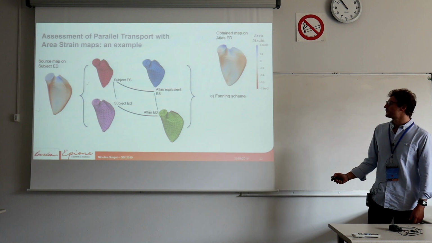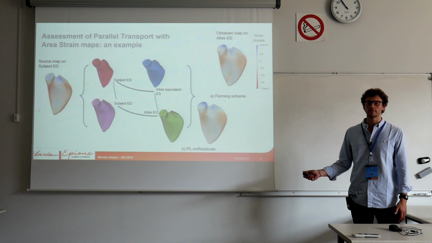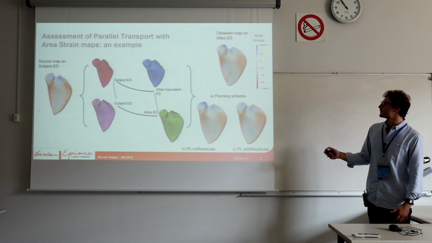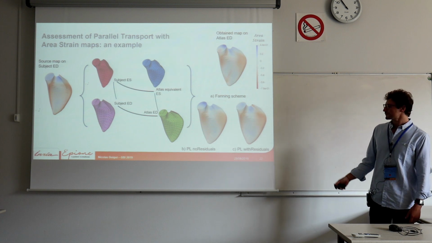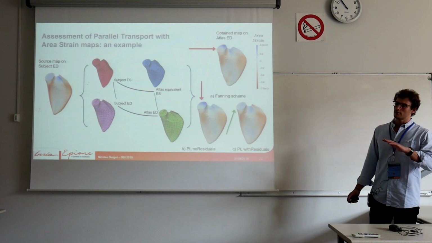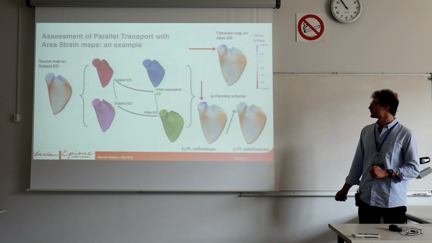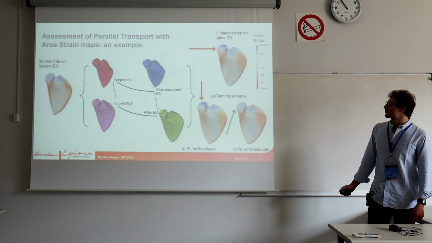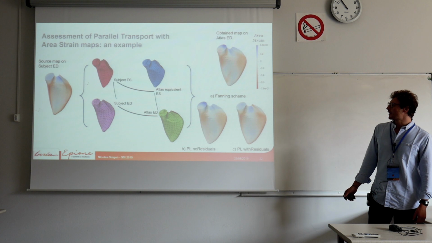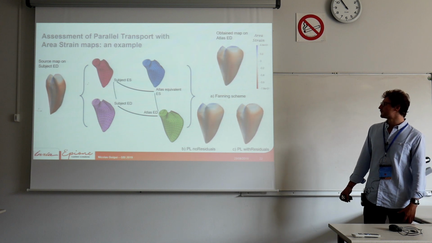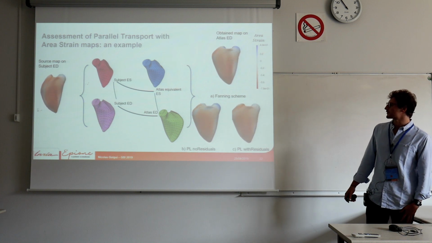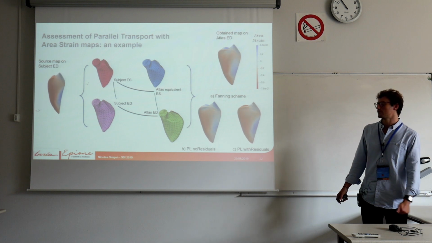And we do this with the three methods: the fanning scheme, the pole ladder without the residuals, and pole ladder using the residuals. The goal is that this map corresponds to the original one. As you can see, the main artifact is near the valve, the pulmonary valve, but it's lower when we use the residuals. And in general, the values are a bit smoother and lower using pole ladder than using the fanning scheme, and then from the original deformation.